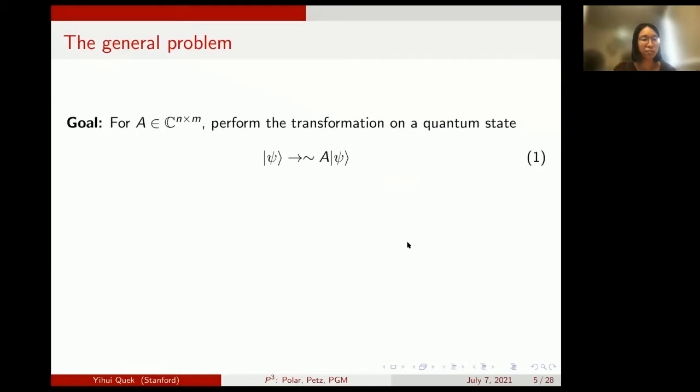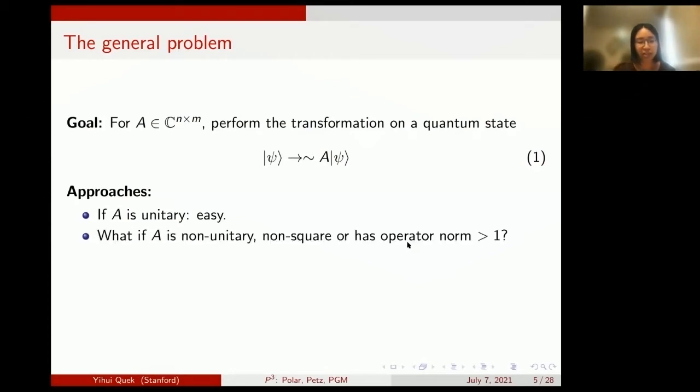Okay, so the problem solved by this QSVT is the following. Let's say that I have an arbitrary matrix A, which is n times m, and I want to transform a quantum state by left multiplication with this matrix. So how do we do this? If the matrix A is unitary, this is easy. We just evolve the quantum state with the unitary.